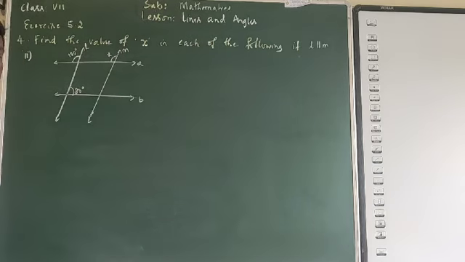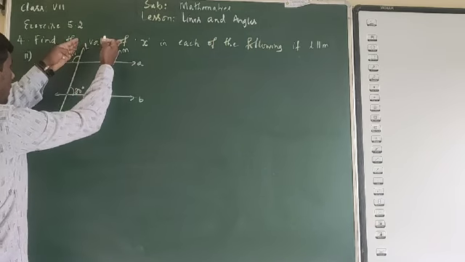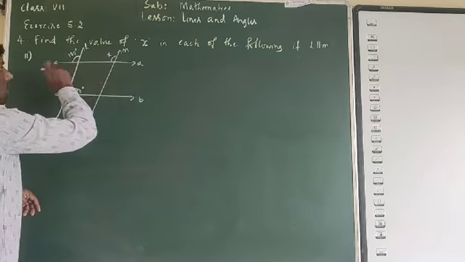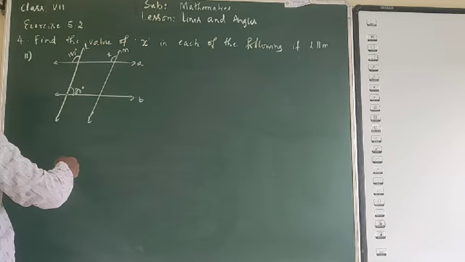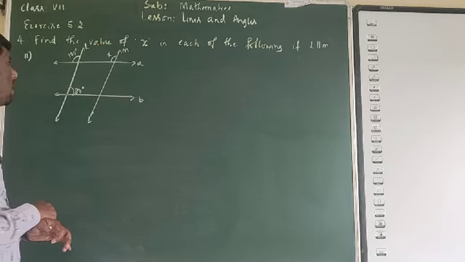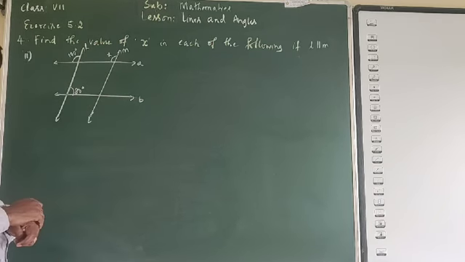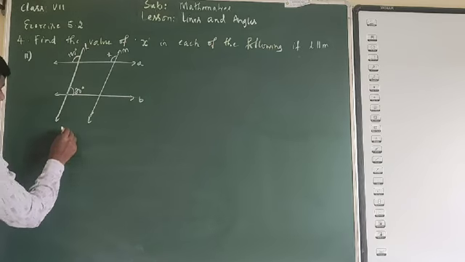If L is parallel to M, where is L? L, M. That means these two lines are parallel. These two lines are parallel, not these two lines, not A and B. Okay, these two lines are parallel. So we need to look at the figure like this. Okay, so you have to look like this.